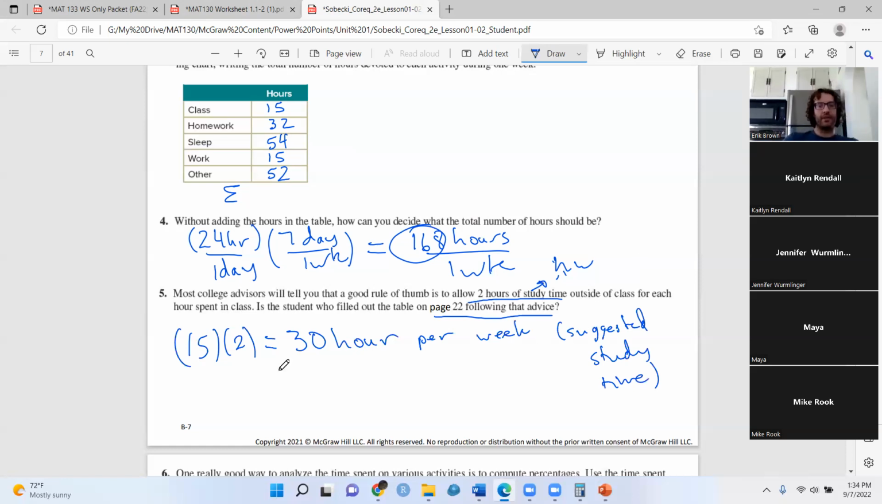What do y'all think? Have we answered? Is the student who filled out the table on page 22 following that advice?